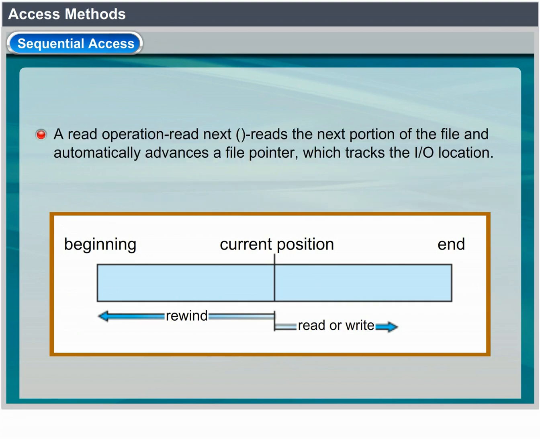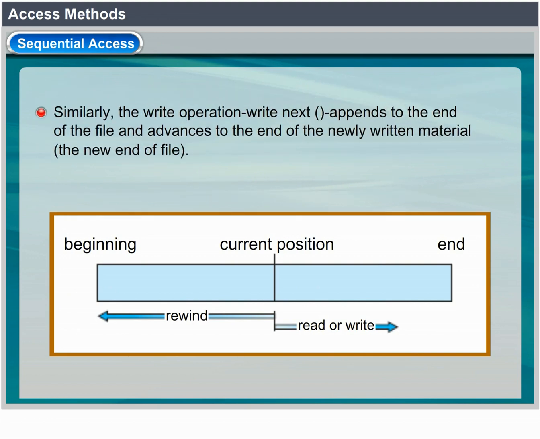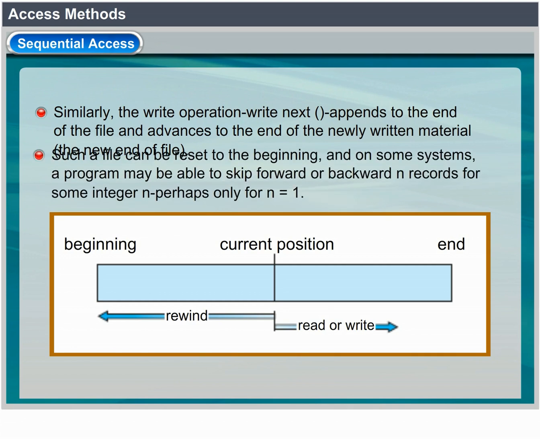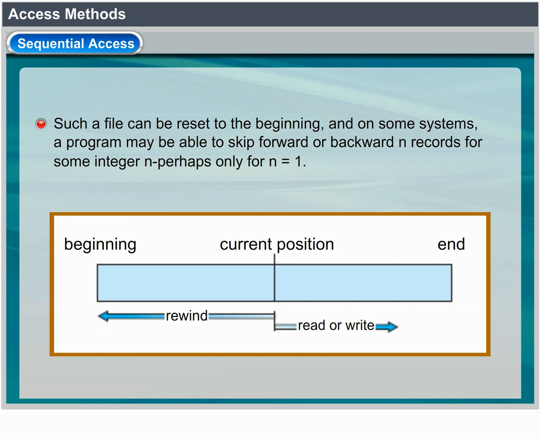A read operation, the read next function, reads the next portion of the file and automatically advances a file pointer which tracks the input-output location. Similarly, the write operation, the write next function, appends to the end of the file and advances to the end of the newly written material, the new end of file. Such a file can be reset to the beginning, and on some systems, a program may be able to skip forward or backward n records for some integer n, perhaps only for n equals 1.